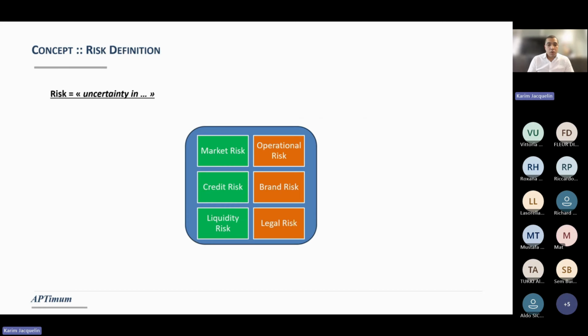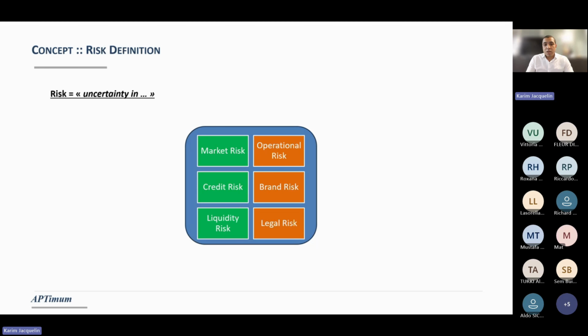But if you are a portfolio manager, you may face some other risks. You can see in this box several risks: market risk, credit risk, liquidity risk, operational risk, brand risk, and legal risk. All those terms that you may face as an asset manager can be defined with the word uncertainty. You can have uncertainty with your market risk, your credit risk, or liquidity risk. You can see that we have two colors to distinguish those risks: some risks are in green and some are in orange buckets.